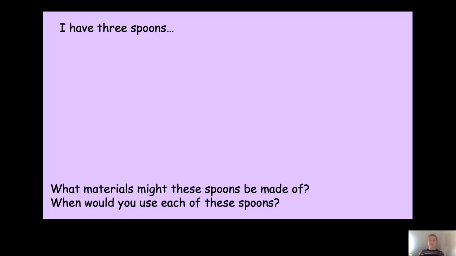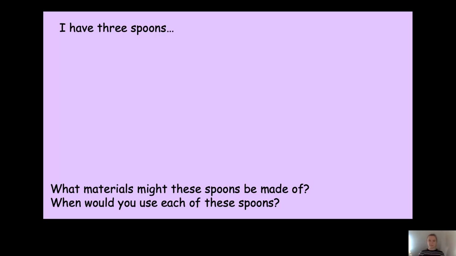So my 3 spoons are made of plastic. I couldn't find a smaller one, but this is a larger one, but you can get smaller plastic spoons. I've got a wooden spoon and I've got a metal spoon. Now, my plastic spoon, my wooden spoon and my metal spoon. When would you use each of these spoons, do you think? Pause the video and have another think. When would you use my 3 different spoons?